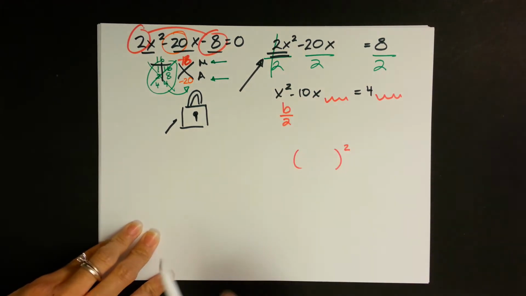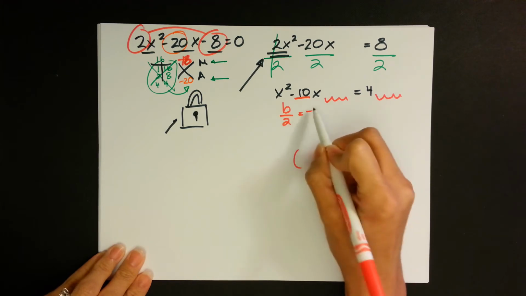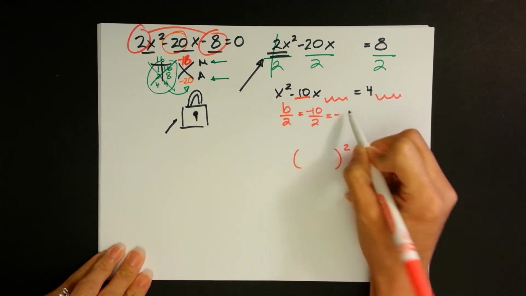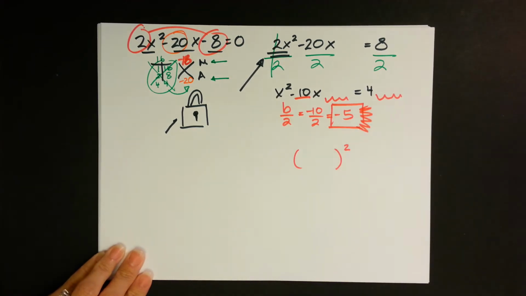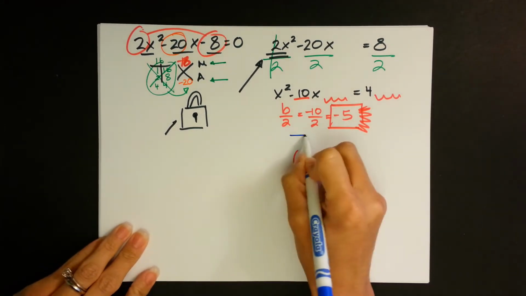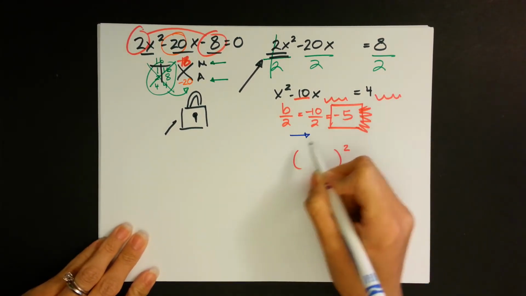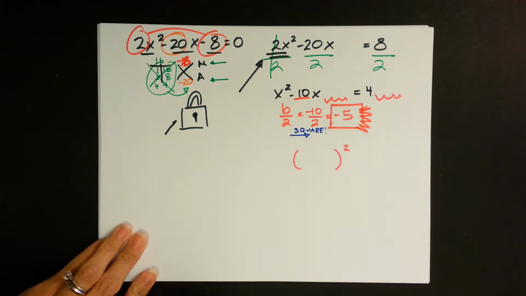This always kicks off by taking b, the coefficient in front of x, and dividing it by 2. So I'm going to get -10 divided by 2, which is -5. This is what I like to call my magic number, which is going to come back to us in a really big way. Next, take this magic number and square it.